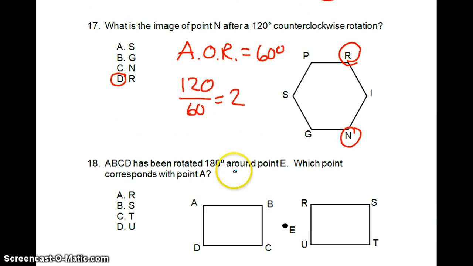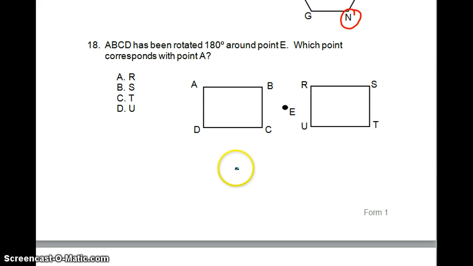Number 18. ABCD has been rotated 180 degrees around point E. Which point corresponds with point A? Okay. The easiest way to do this without patty paper is draw a line from B to E. We're going to rotate that 180 degrees, so it's going to go all the way down here. So that tells us that B is going to correspond with U. So if we rotate this all the way around, the one that's on the long flat side of A is going to be T. Your choice is C.